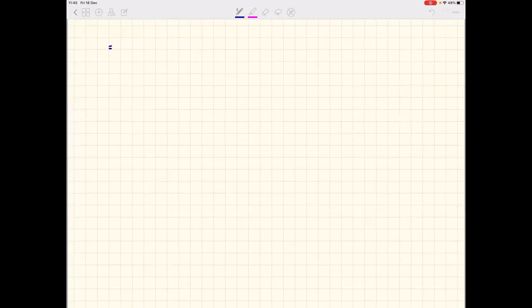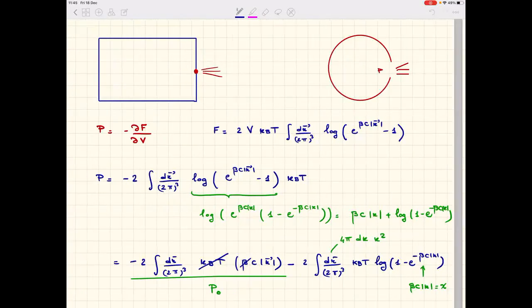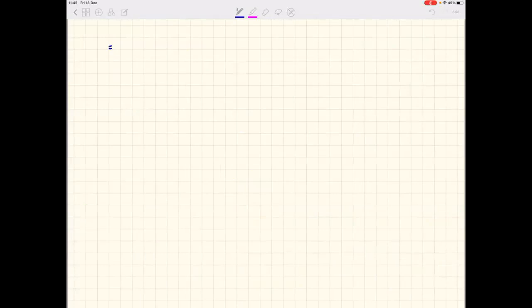Okay. So now you do this change of variables, everything as I said, and you will get P naught minus k_B T over pi squared. And then from the change of variables, you will get k_B T over c cubed, and then the integral between 0 and plus infinity dx x squared log of 1 minus e to the minus x. Okay?